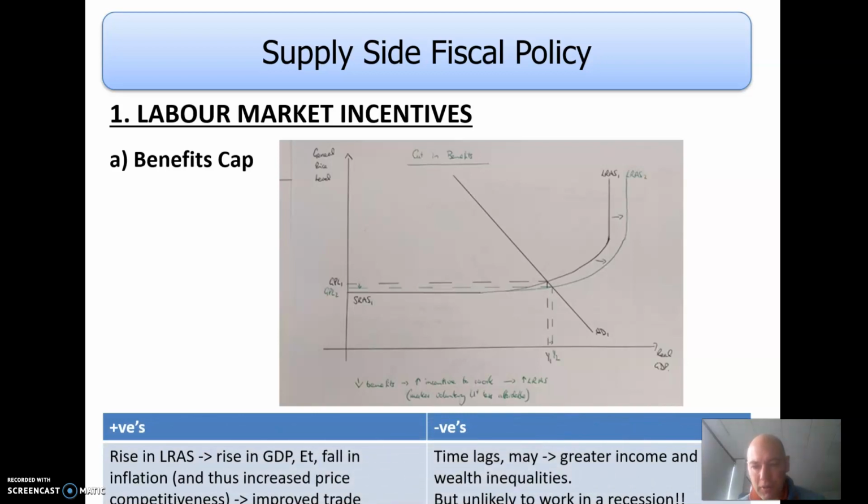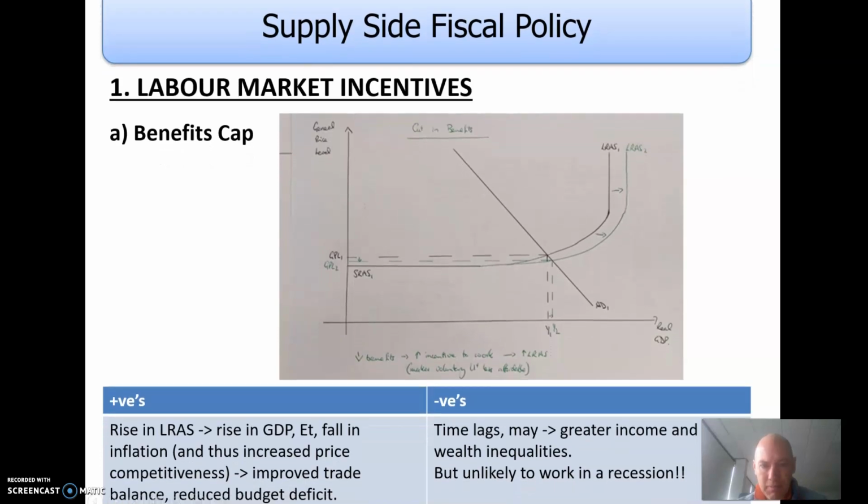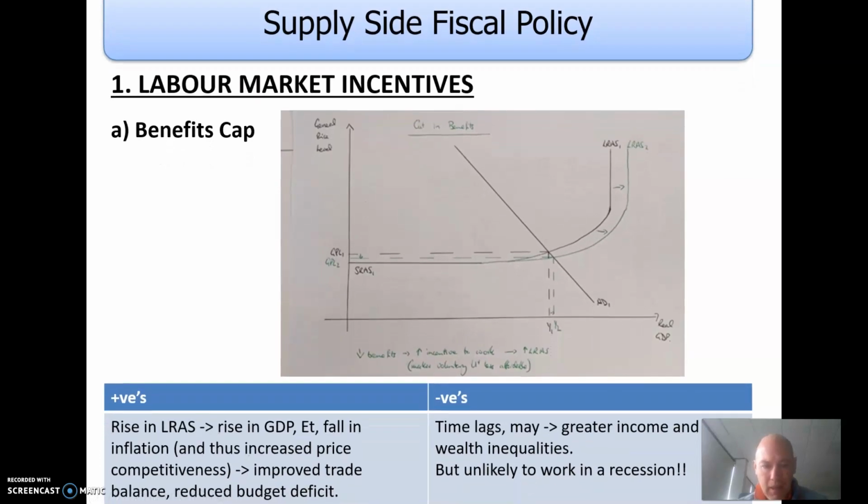And in terms of the key benefits here, what you guys should have here, let me just pull that down a little bit, that's better. Okay, the positives, this leads to a rise in GDP, likely employment, because we need more workers to produce that higher level of output, a fall in inflation, which may improve price competitiveness, and as a result the trade balance, and we may also get a reduced budget deficit.